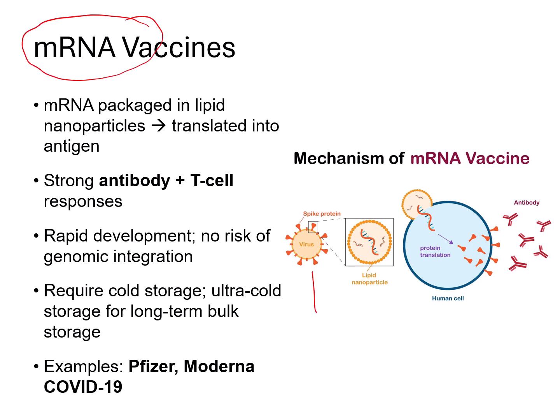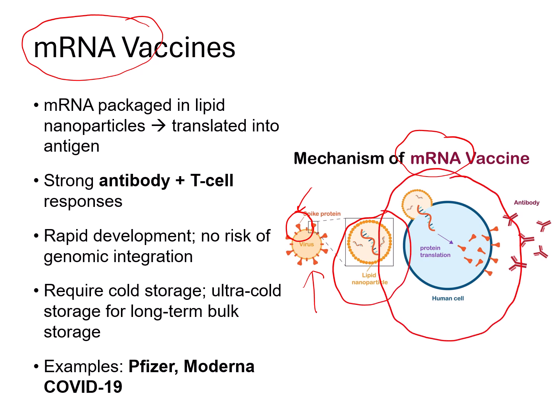So let's pretend we have this messenger RNA vaccine against COVID, and we're taking the RNA that encodes a spike protein on the virus, putting it into a lipid nanoparticle. That RNA will be introduced into our human cells. We're going to read the messenger RNA and translate that to spike protein, and we'll make antibodies against that spike protein. So this is rapid to develop.